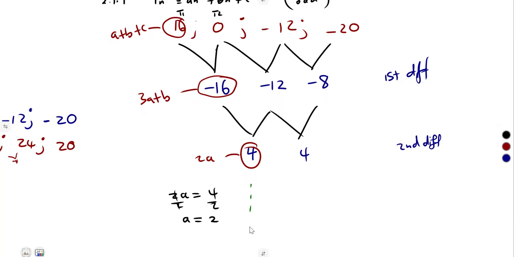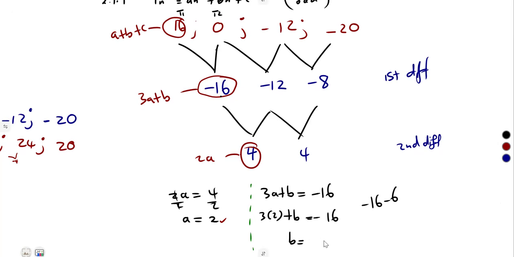All right, let us move on to another one. 3a plus b. So we know that 3a plus b must be equal to negative 16, and our a is 2. So that's 3 times 2 plus b equivalent to negative 16. This is going to give us a 6. So b is negative 16 minus 6 if we take it to the other side, which was going to give us negative 22.